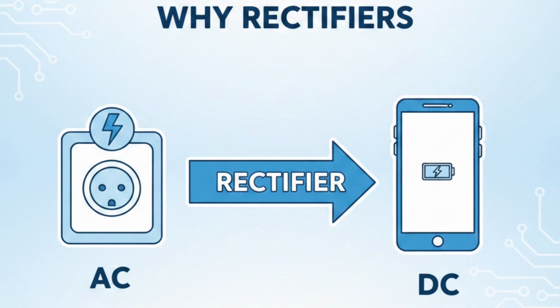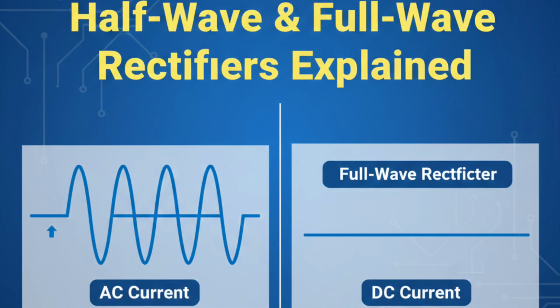Let us understand AC and DC quickly. AC means alternating current, it keeps changing its direction again and again. DC means direct current, it flows only in one direction. A battery gives DC, a wall socket gives AC. A rectifier is used to change AC into DC.